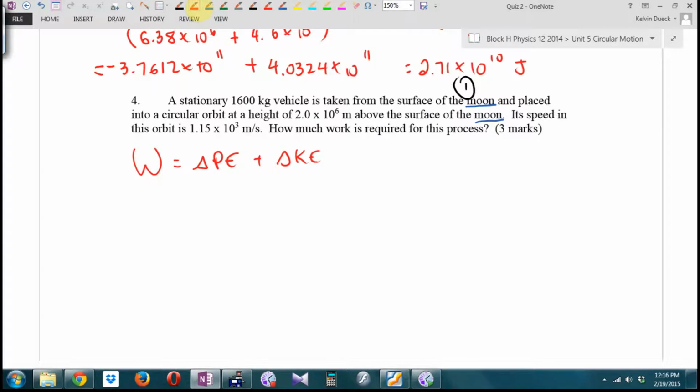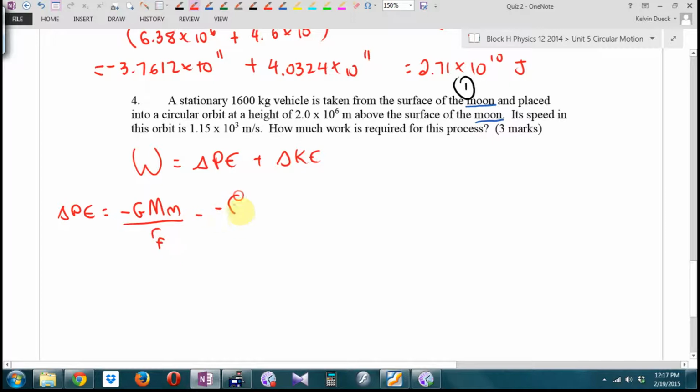What do you want to find first? Change in potential or change in kinetic? Okay. So change in potential is going to be, just to save room, I know it's final minus initial, negative big G, big M, little m all over R final minus negative big G, big M, little m all over R initial, which is going to be negative 6.67 times 10 to the negative 11.